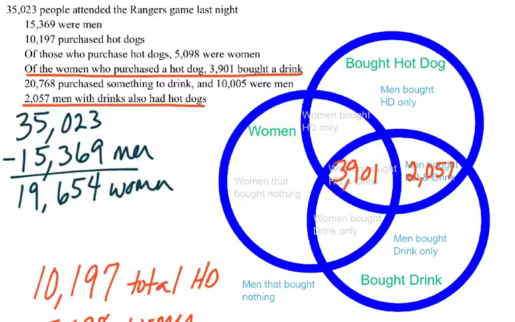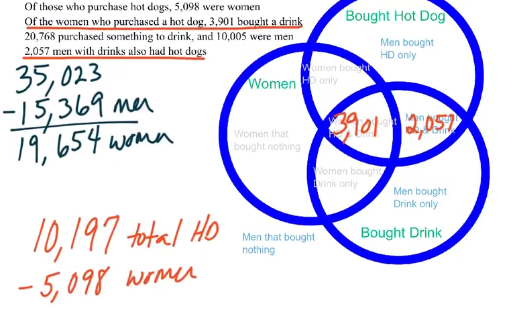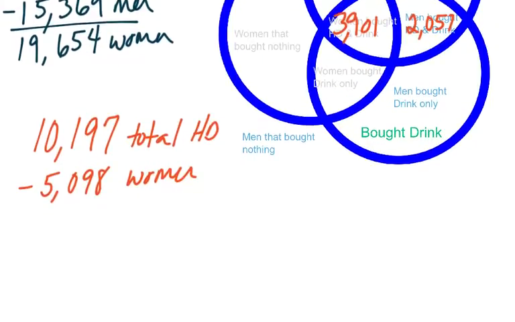So what we're going to start with is this 10,197 that bought hot dogs, 5,098 of them were women. So we can see that by subtracting those 2 numbers, we can figure out the total men that purchased a hot dog, which I believe is 5,099.